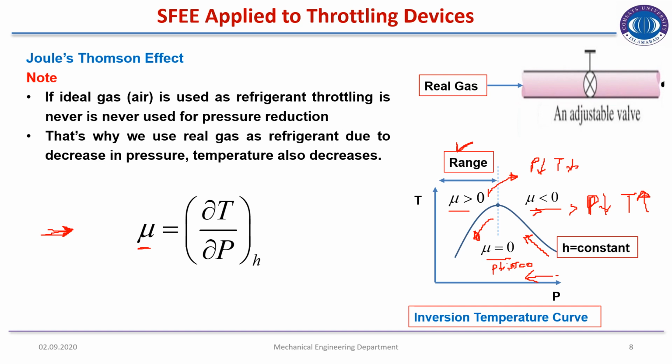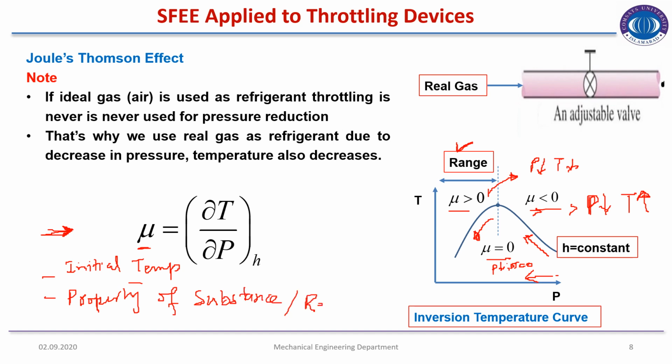The value of mu, or the Joule-Thomson coefficient, depends upon the initial temperature and mainly the property of the substance, in our case the refrigerant. So the coefficient depends upon the initial temperature and the property of the substance. It is different for different materials.